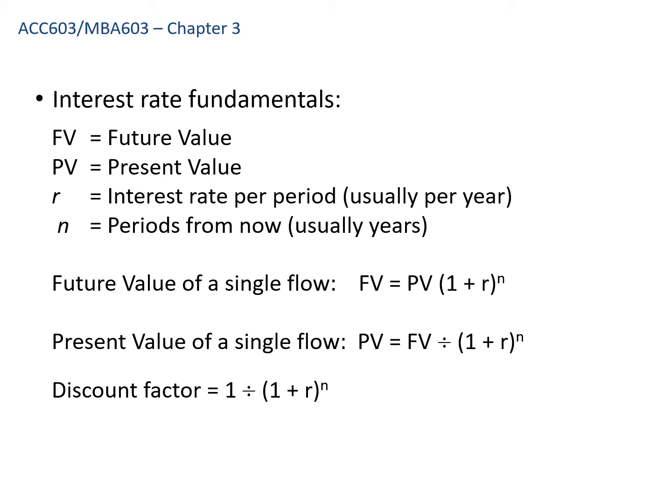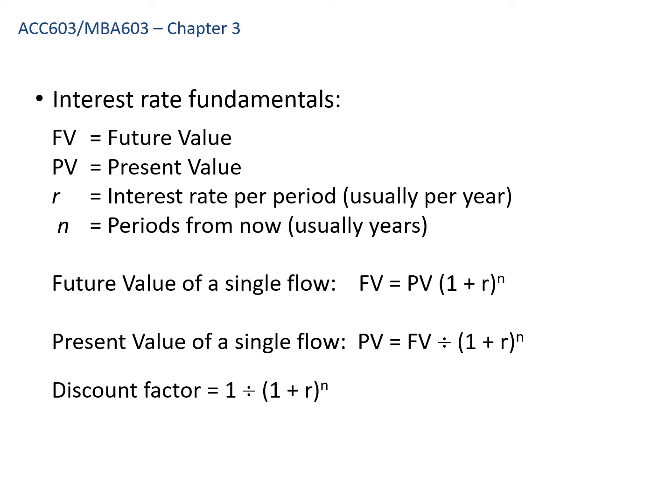I could do it the other way around. For the present value of $1,050 that I've earned 5% on at the end of the first year, I could say 1,050 divided by 1.05 to the 1, and I would get $1,000. So the discount factor is 1 divided by (1 plus the interest rate, 0.05 in this case) to the number of periods. You can do the math on your calculator, which is pretty straightforward.